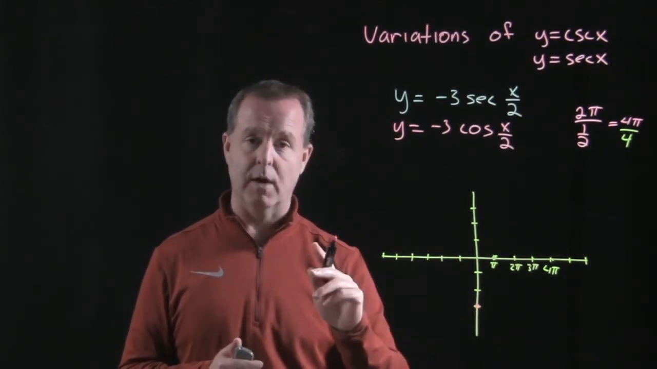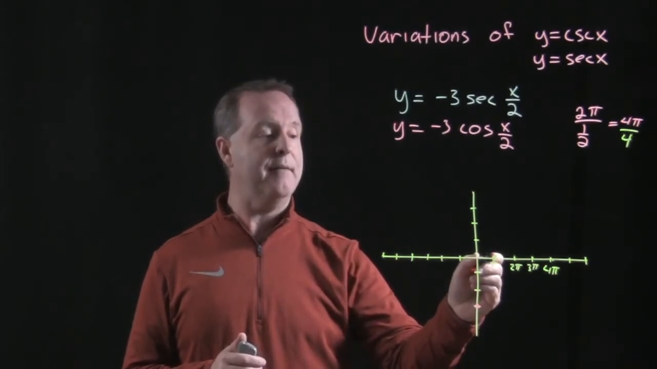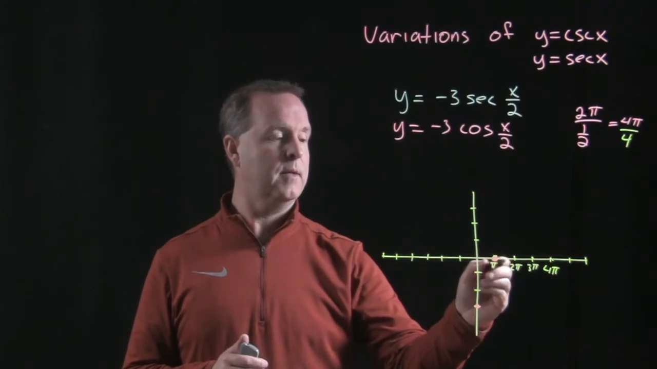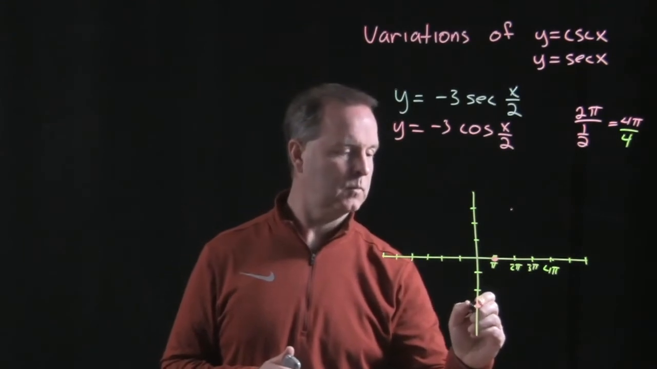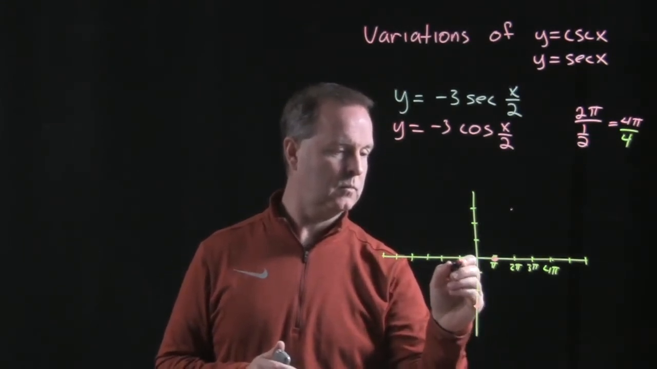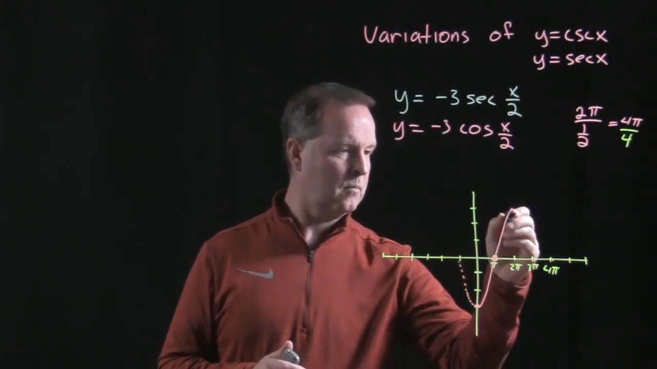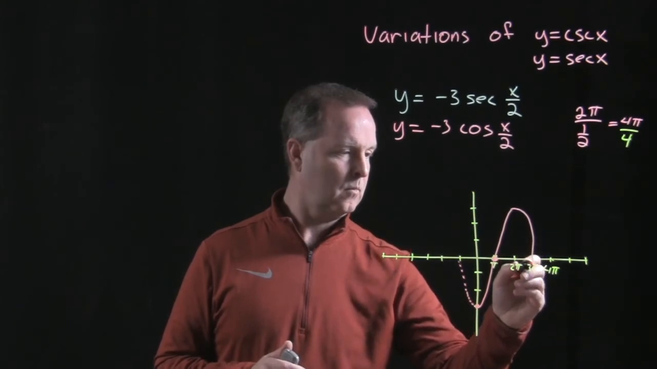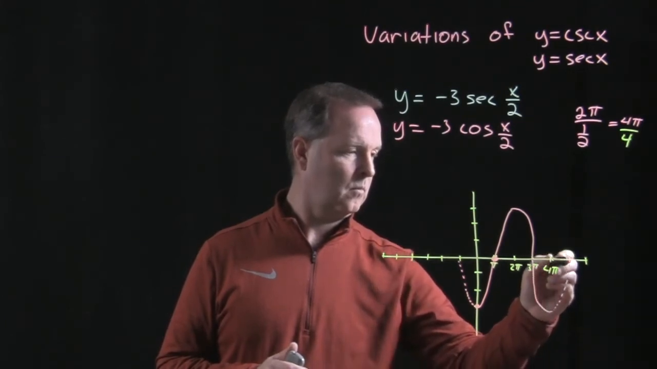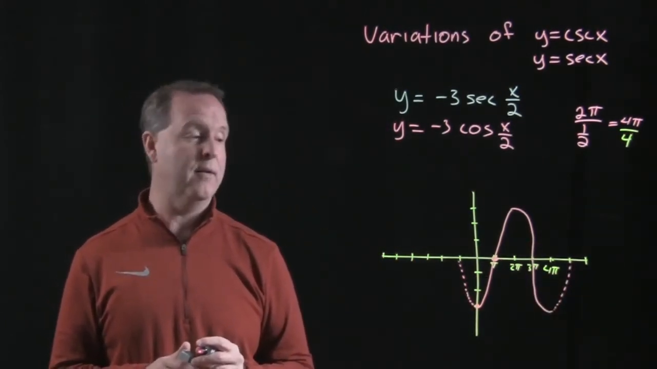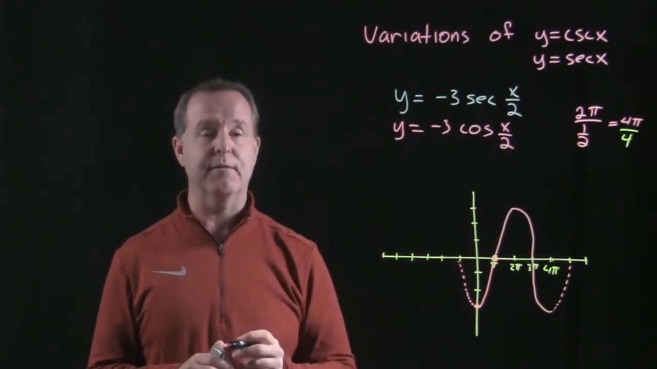Sorry, cosine of 0 is 1. Sine of 0 is 0. First point, cosine of pi over 2 is 0. Cosine of 2 pi over 2, which is cosine of pi, is negative 1, so that gives a 3. All right, if I was able to graph that somewhat well in there, I have the cosine graph of negative 3 cosine of x over 2.